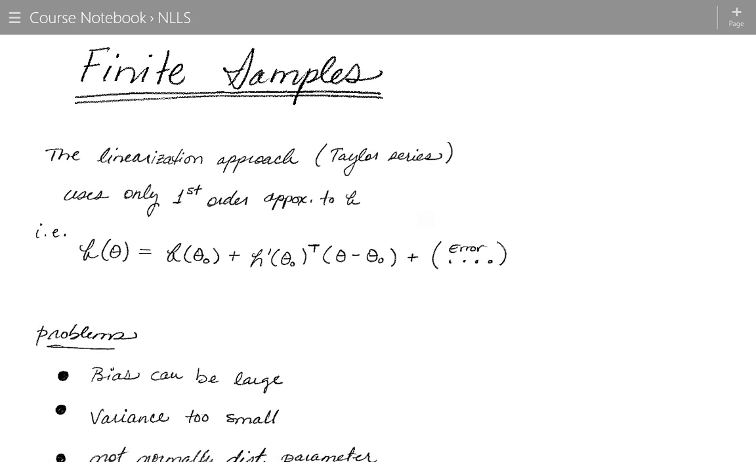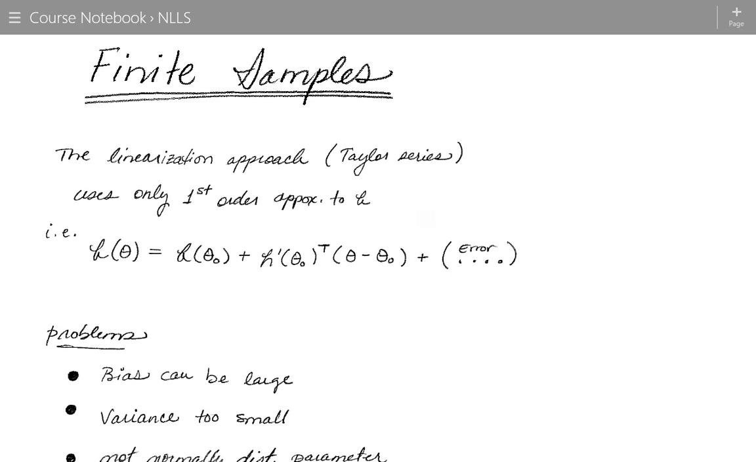Now, in terms of finite samples rather than asymptotically, this linearization approach, which is only using the first order term, right? It's only just putting a, let's see, what do we do here? Sorry for the delay, but at the moment my drawing instrument is not working. I seem to be running out of. There we go. Wow, I don't know why that happened.